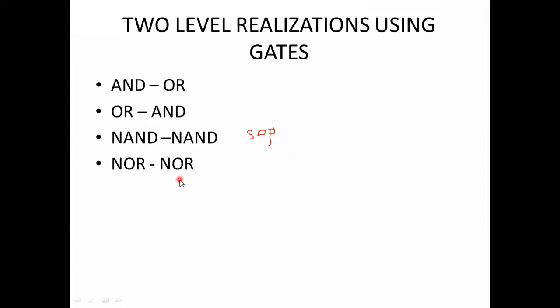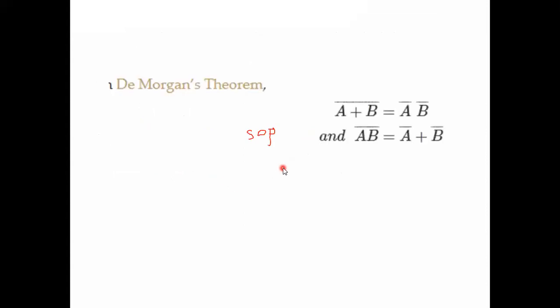For doing these NAND realizations, first we recollect De Morgan's theorem. What is De Morgan's theorem? A plus B whole bar is equal to A bar dot B bar. AB whole bar equals A bar plus B bar. Remember this, very, very important. Now we are doing NAND realizations.